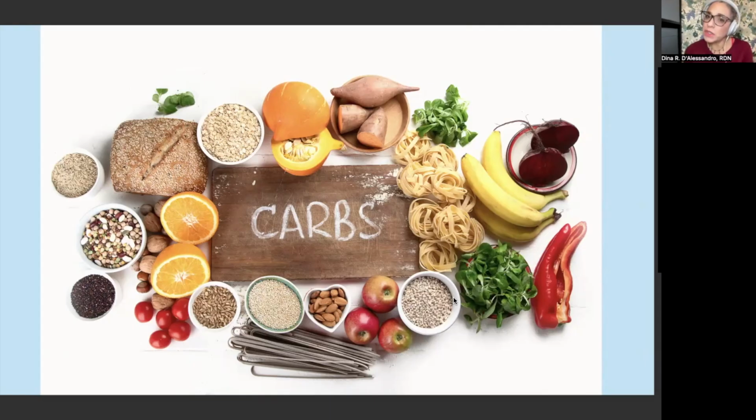Even milk has carbohydrates. Bonus points if you know what a carbohydrate in milk is. That is your lactose. That is the naturally occurring milk sugar found in milk. But animal products otherwise do not have carbohydrates in them.